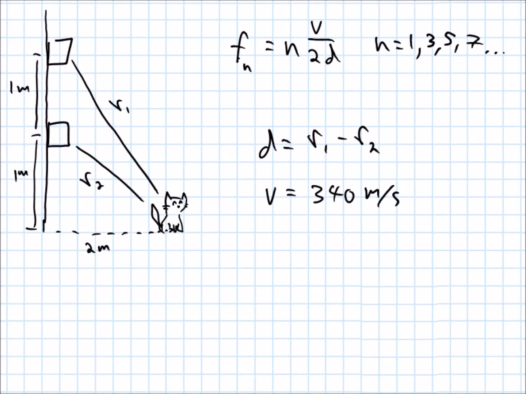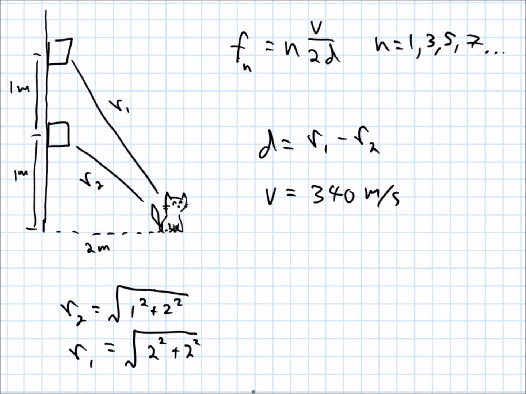All right, so it's just a matter of geometry, as these problems often come down to. I believe we can use the Pythagorean theorem. R2 is going to be the square root of 1 squared plus 2 squared, looking at a right triangle. R1 is going to be the square root of 2 squared plus 2 squared. So 1 squared is 1 plus 2 squared is 4, so root 5. And 2 squared is 4 plus 2 squared is 4 is 8, root 8, which is the same as 2 root 2. So we've got our R1 and R2, we've got our v, and I asked what frequencies.